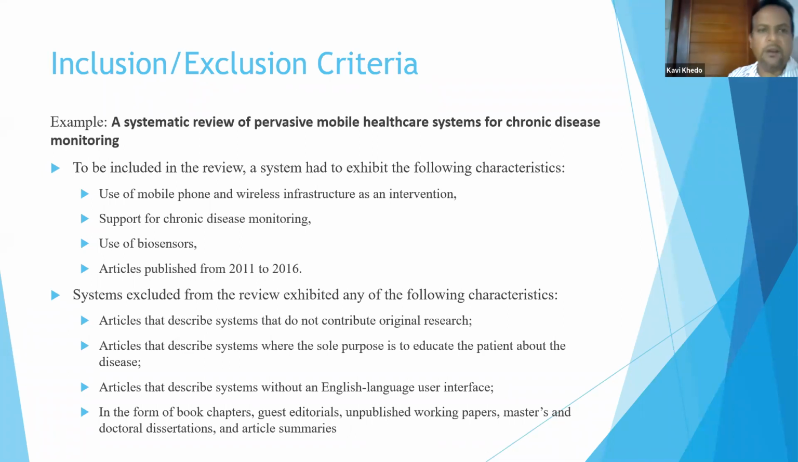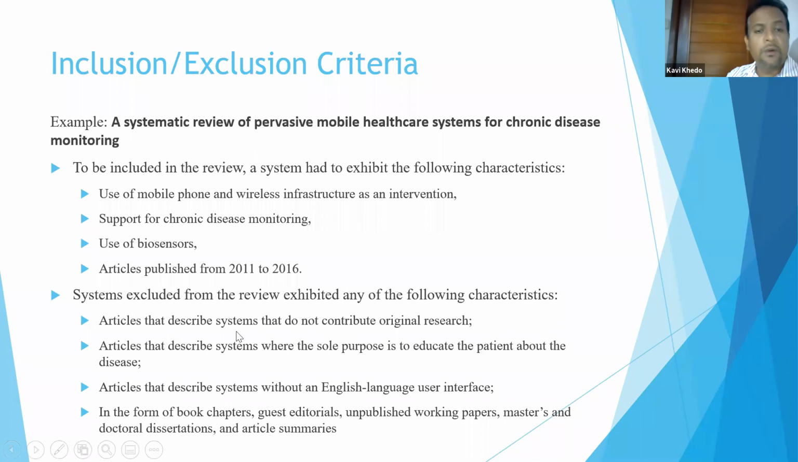Here we're giving inclusion criteria, so it should be in this domain. It should be using some biosensors. It should have been published. You see, even the time span I'm giving, from 2011 to 2016. Here also you need to be very careful. Why are you giving this time? I had a reviewer for one of my papers who asked this question: you have said you are taking from 2015 to 2020, for example. Why? What is the rationale? So even this you need to be able to justify.